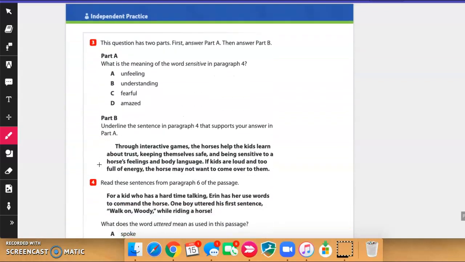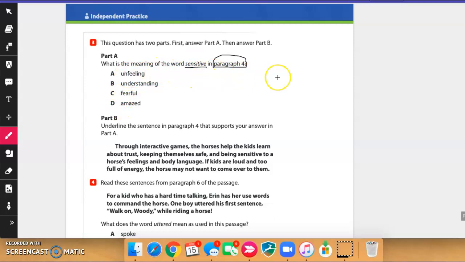Moving on to number 3, part A. What is the meaning of the word sensitive in paragraph 4? So you should be circling and underlining your keywords in the questions just like this. Speaking of keyword, I'm going to give you the first part of your keyword for today, and that is the word see. You might want to write it down on your paper. Don't forget the word see. That's the first part of the word.